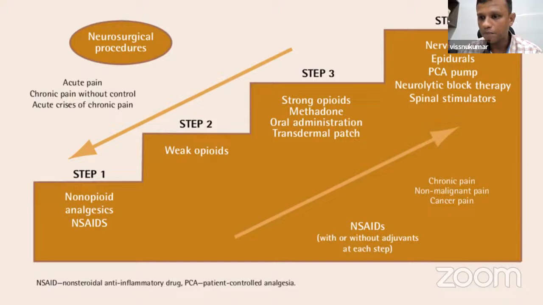So if the patient says he has an NRS score of 0 to 3, then you can start with non-opioid analgesics and NSAIDs. Okay. Non-opioid analgesics and NSAIDs.